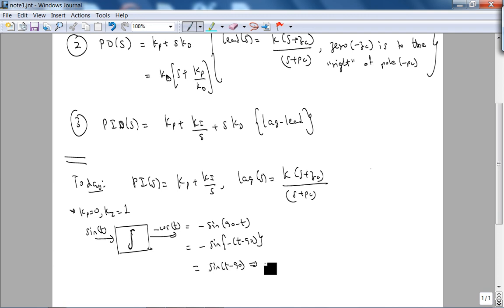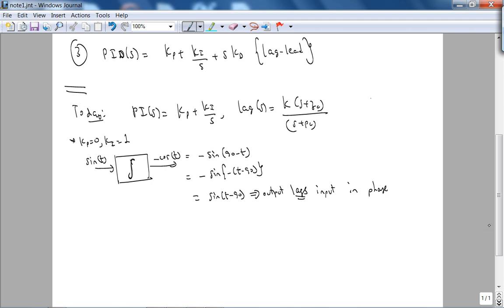This implies the output lags the input in phase, and hence the term lag compensator. We could do a similar thing for the lead compensator, which I'm going to do in a subsequent lecture. It's obvious why it's called a lag compensator.